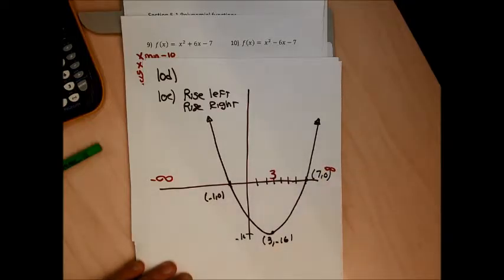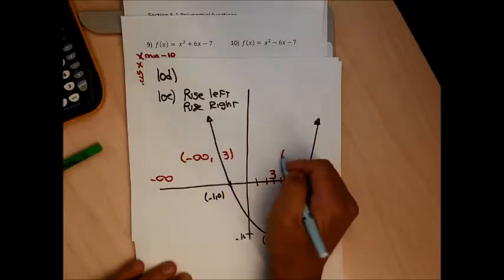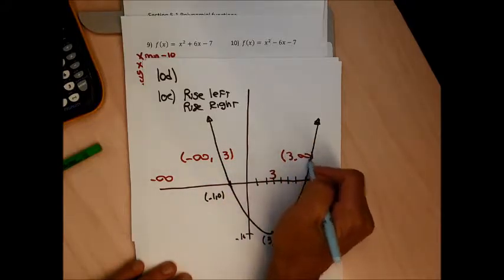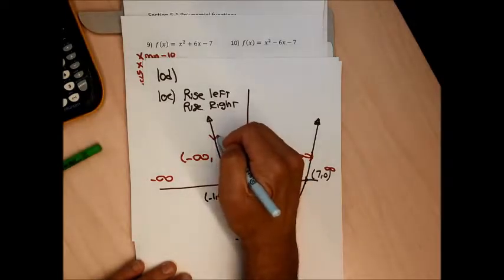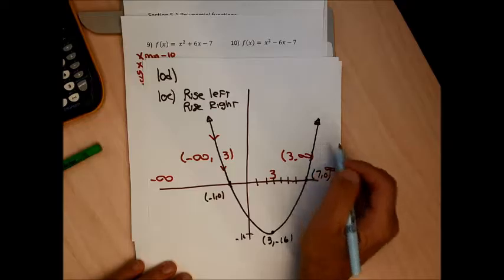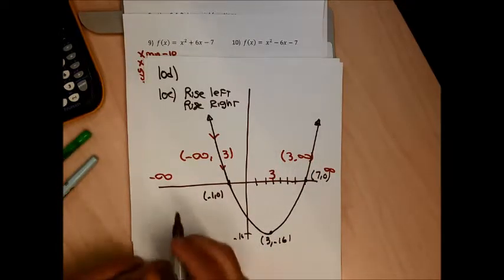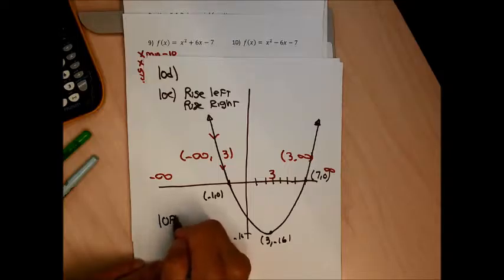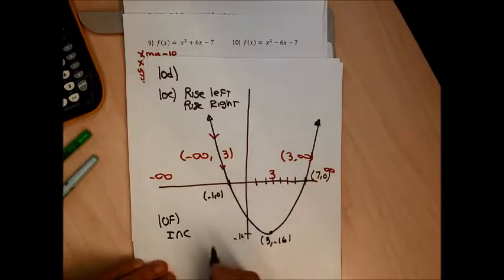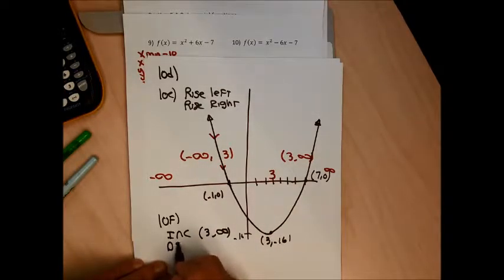For the increasing and decreasing, I'm going to put the turning point, negative infinity, and positive infinity on my x-axis. That's going to make an interval from negative infinity to 3 and an interval from 3 to infinity. In the first interval, the graph is decreasing. In the second interval, the graph is increasing. So when I go to do part 10F, I'm going to say the graph is increasing in the second interval from 3 to infinity. It's decreasing in this first interval from negative infinity to 3.